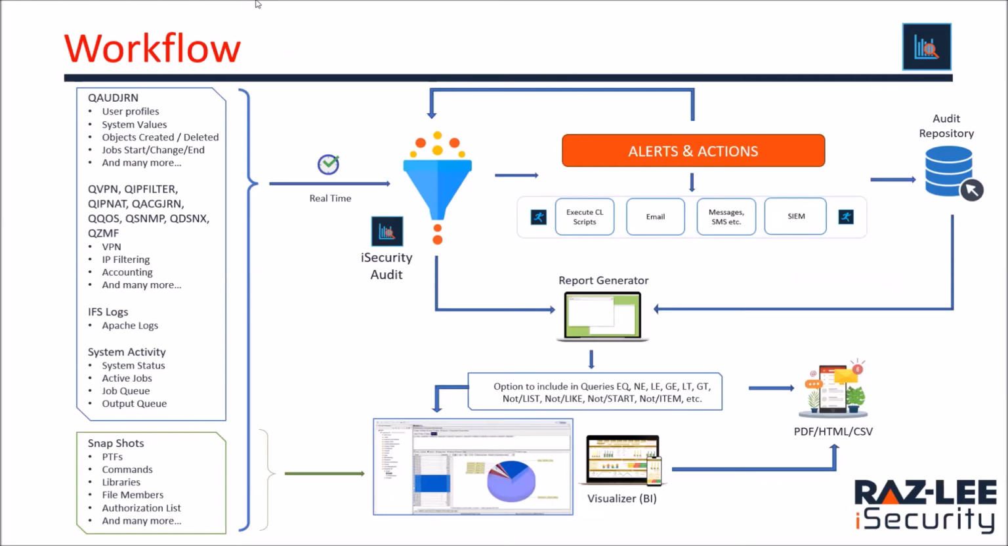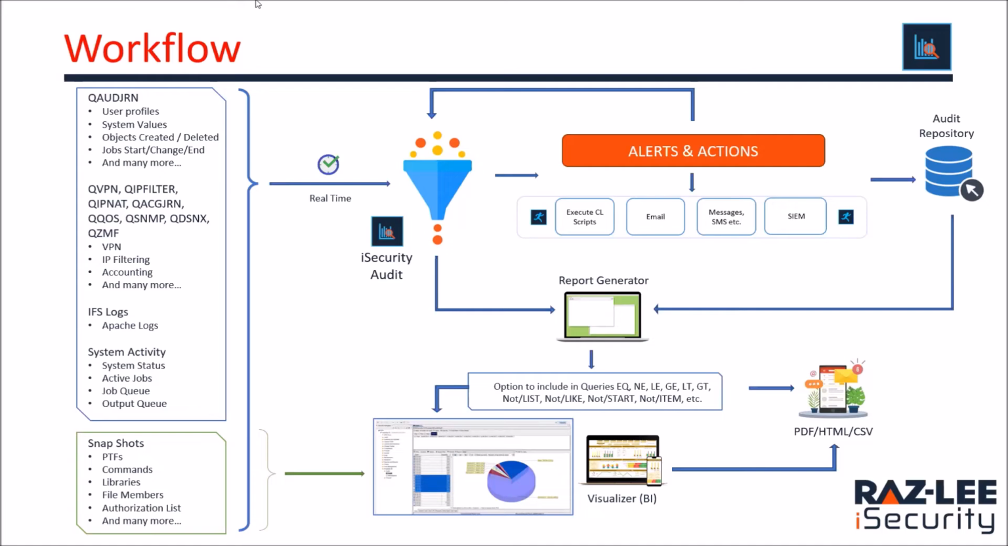So you must wonder how the iSecurity Audit gets all this information. Basically, on the left of the screen, we can see the QAUDJRN audit journal. From there, we get user profiles, system values, objects, job start, change, etc., and all the data that is over that. Then we have the QVPM and the QAP filter. On all these tools, we also get information.